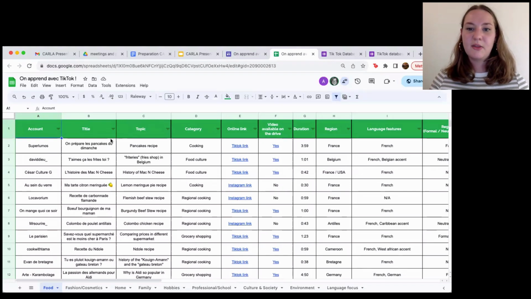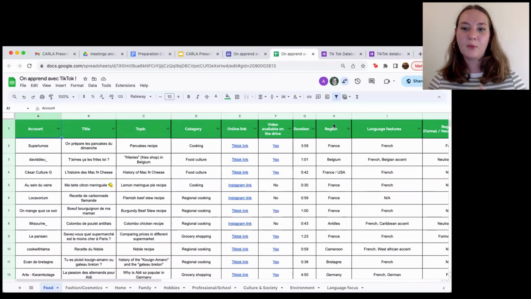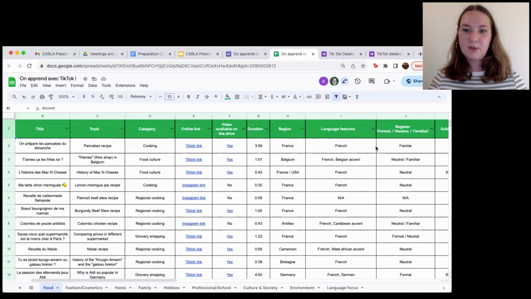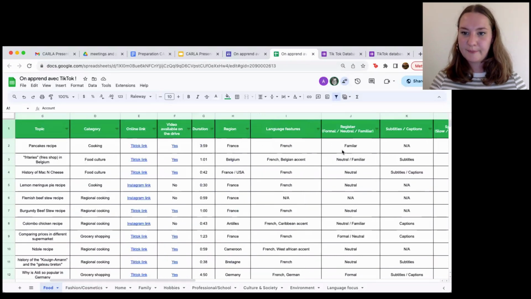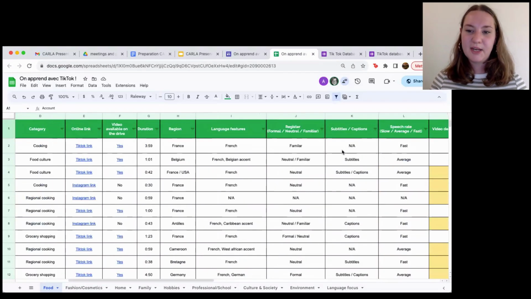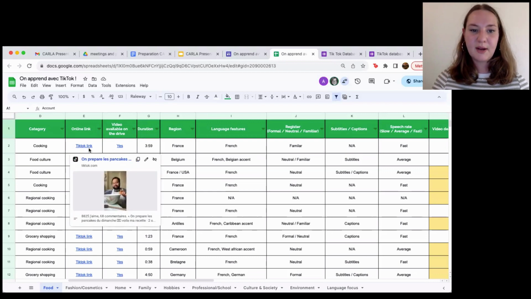So we organize it under the main categories. We gave a little bit more information about the profile that posted it, the topic that they're talking about, which region the speaker is from, or about which region the video is. We also added some information about the language features to help instructors find videos that will be more adapted to their students' level. And we thought it was important to give the link to the video directly on the platform.